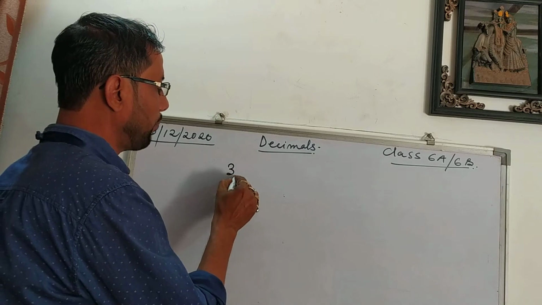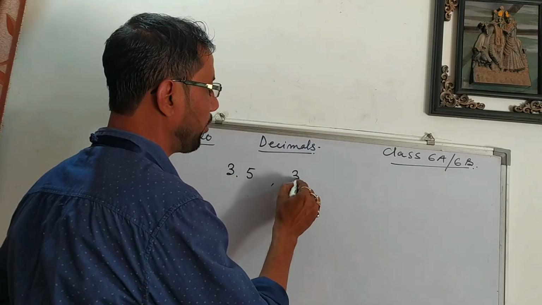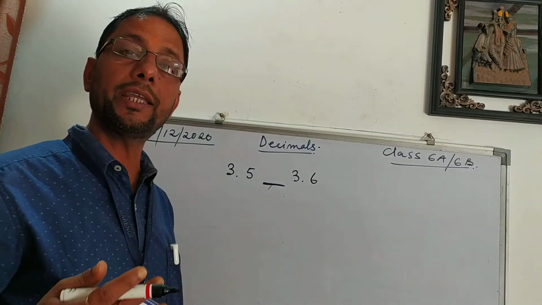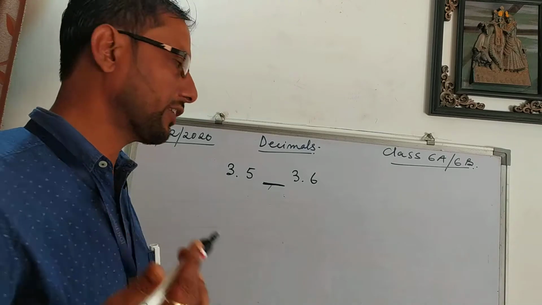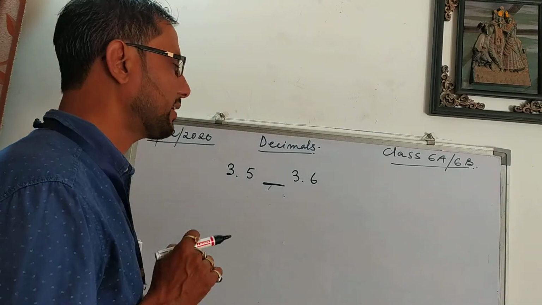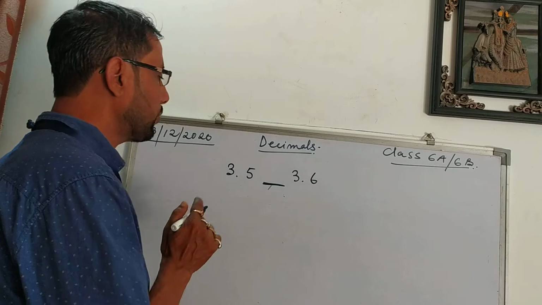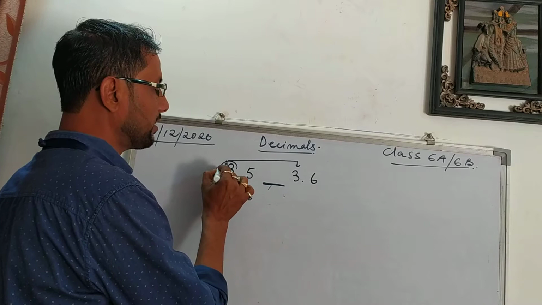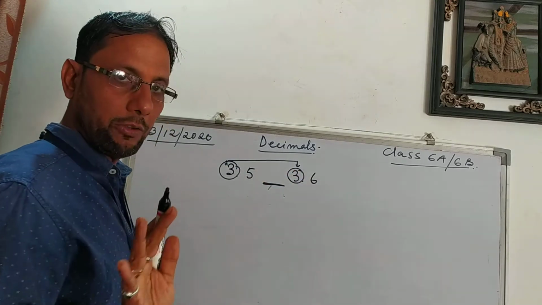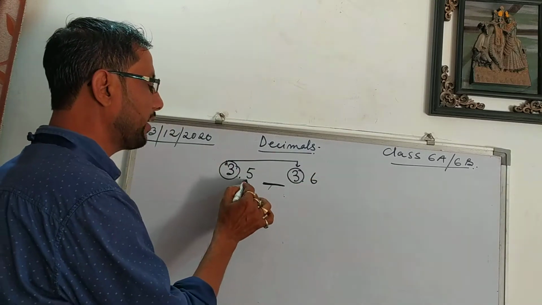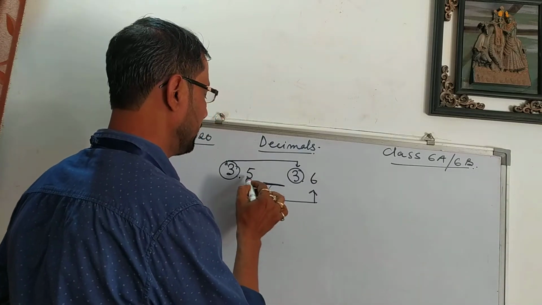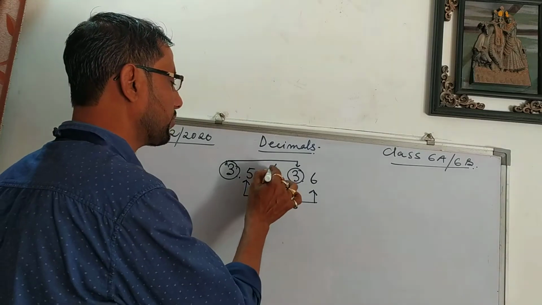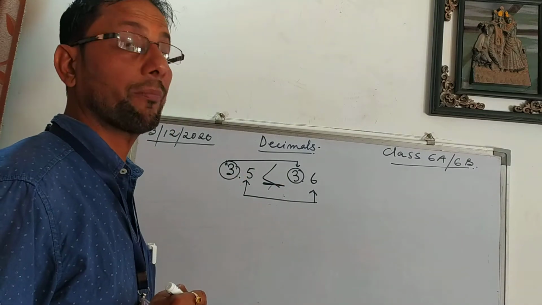Suppose 3.5 and I have given 3.6. Which one is greater? You have already done this concept in class 5, but still let me discuss it a bit. First, we will compare these two numbers. This is 3, this is also 3. Both are equal. Then we will move next. Now this is 5 and this is 6. Now you just think, 5 is greater or 6 is greater? So 6 is greater, so this number will be greater. In that way, we compare the decimals.